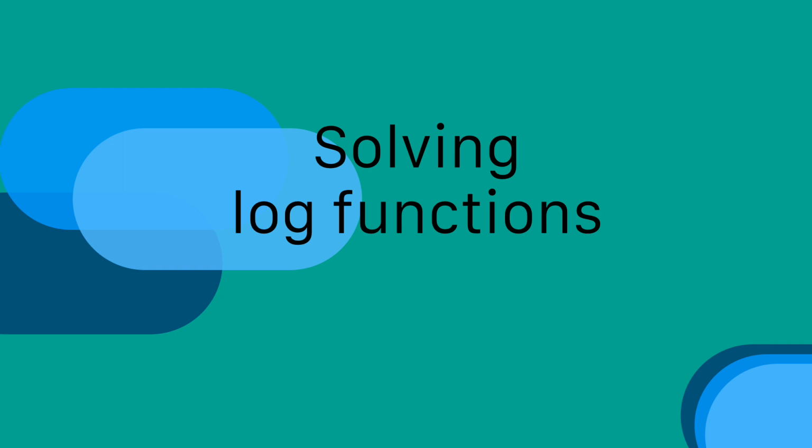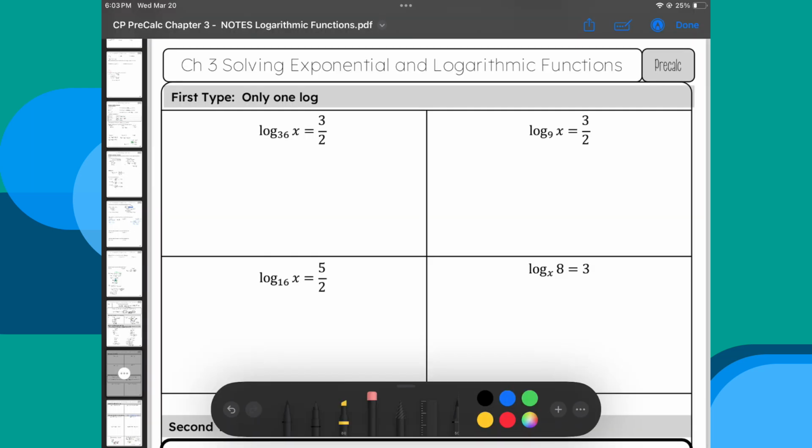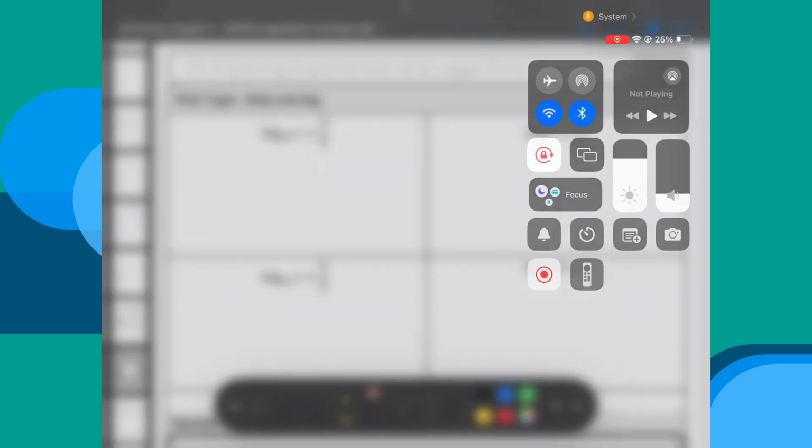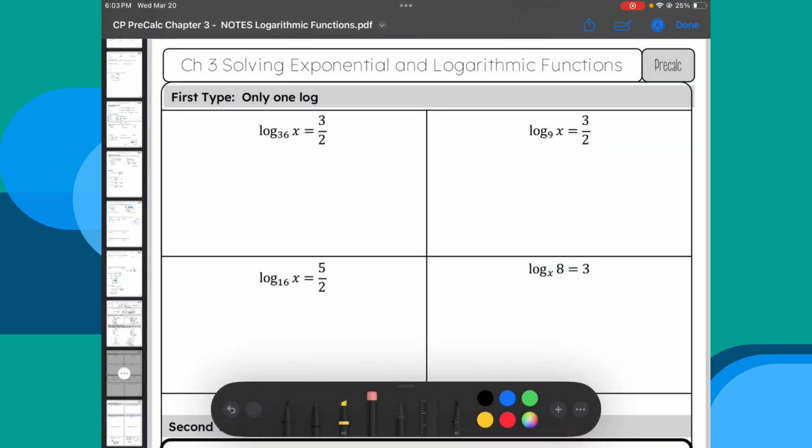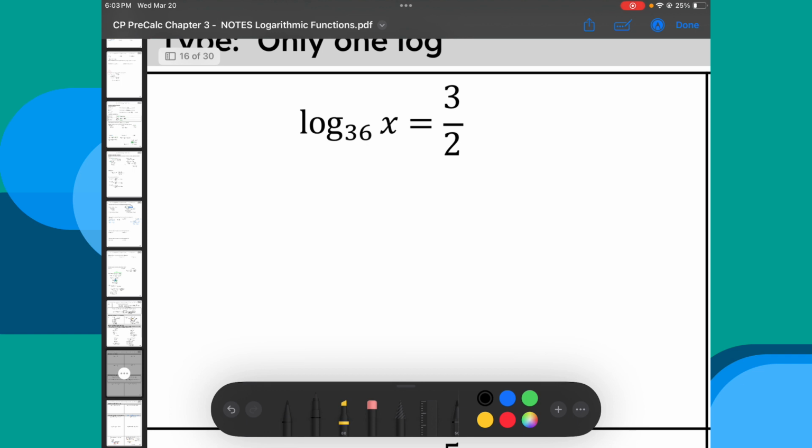Now let's solve log equations. All right, so what if we have one log? What if we're solving for the log? So now, instead of missing an exponent, we don't know what we're taking the log of or what the base of the log is. So if you have one log, we're just going to put it as an exponent. We're just going to do the reverse of what we just did.